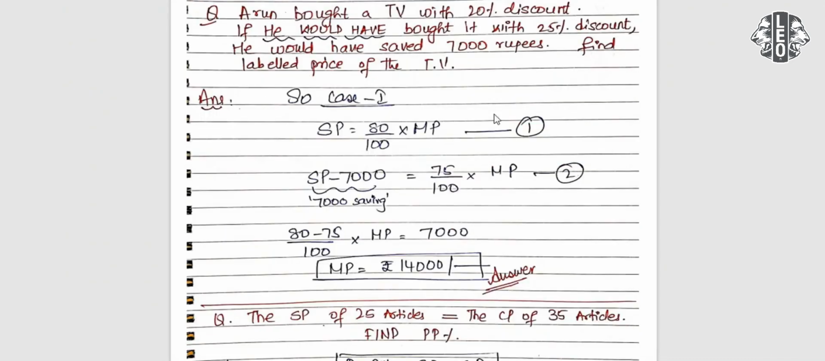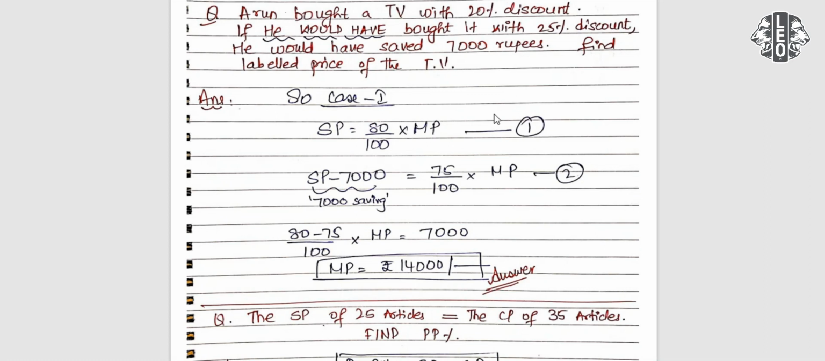Option D. Now what do you do? You just substitute equation 1 in equation 2. In the place of SP, you please bring 80% of MP. And now you can do 80 minus 75, is 5% of MP is equal to 7000. And upon further simplification, we get the marked price of the TV as 1400 rupees.